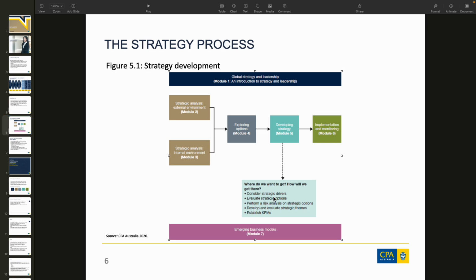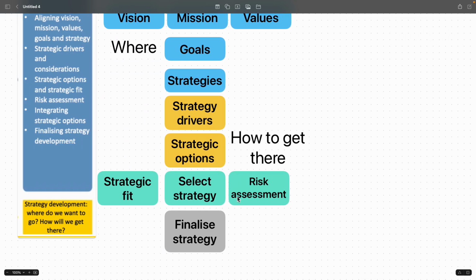So here, okay, so here we already know, driver, options, perform risk assessment, develop, evaluate strategic team, establish key KPM. So establish KPM comes down here.